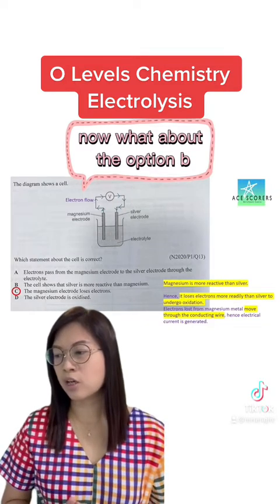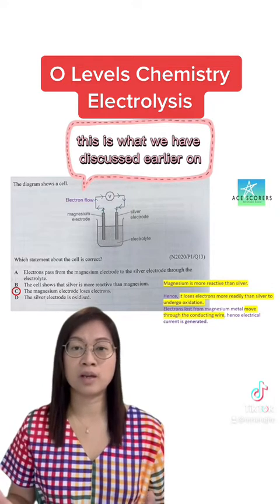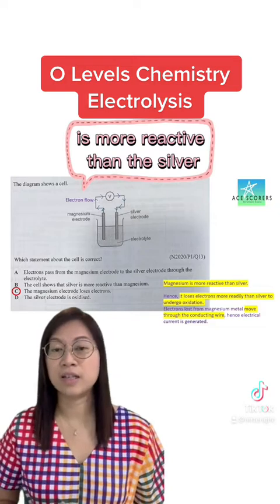Now what about option B? Silver is more reactive than magnesium. Well, this is what we have already discussed earlier on. It should be magnesium is more reactive than silver.